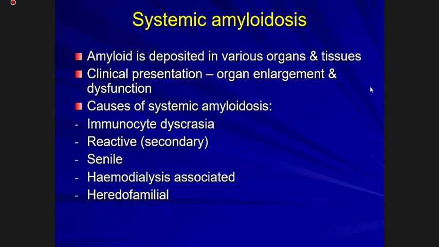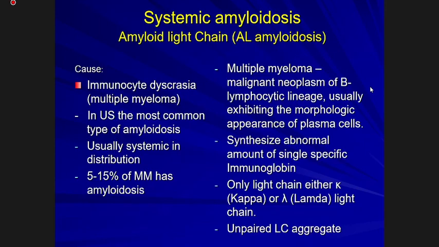Notice at the end there is the last one, the heredofamilial amyloidosis, which is formed more by the ATTR protein. We are not going to talk so much about the heredofamilial part of amyloidosis. For the ATTR, it is enough for you to know about senile systemic amyloidosis, which is caused by the transthyretin protein. Okay, so first type, multiple myeloma.